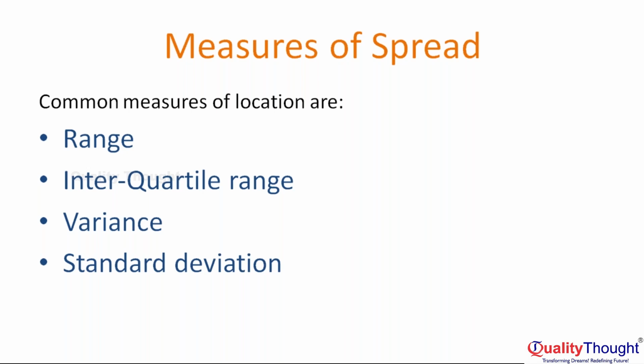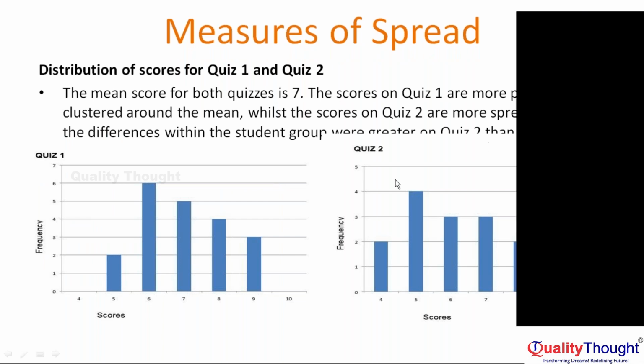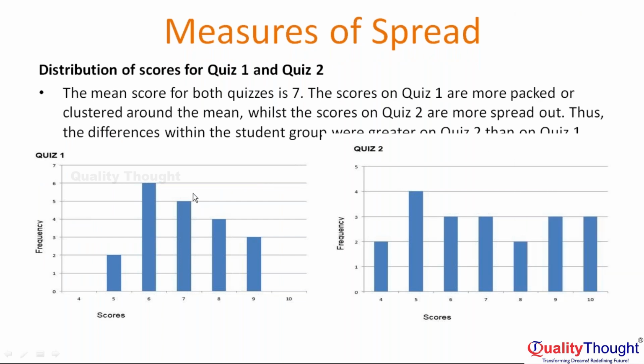So let us see the range before I talk about interquartile range. I have a very decent example here. Here, guys, we can see two different quizzes conducted for two different classroom students. Otherwise, we can consider that we have conducted two different quizzes for the same classroom. This is how the scores are. For quiz 1, two people got the score of 5, 6 people got the score of 6, 5 people got the score of 7, 4 people got the score of 8, 3 people got the score of 9. For quiz 2, these are the results.